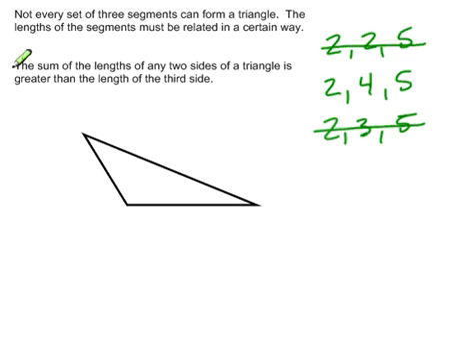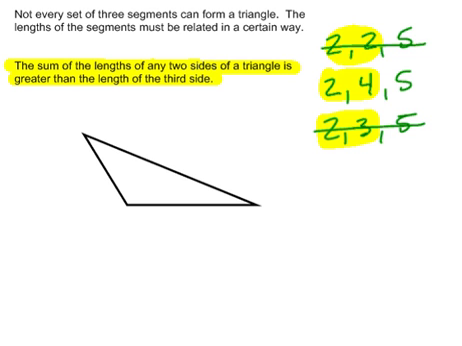Because the sum of the lengths of any 2 sides of a triangle is greater than the length of the third side. When you add 2 sides, they have to be larger than the third. Notice 2 plus 2 is not larger than 5. In this case, 2 plus 4, it's larger than 5. 2 plus 3, it's not larger than 5. It is equal to, but it is not larger. And it tells us that it has to be larger than the third.